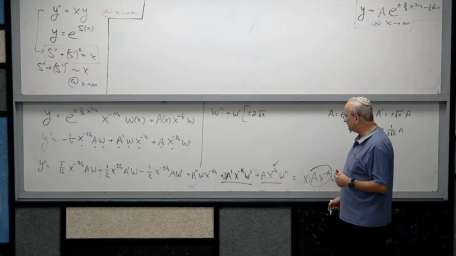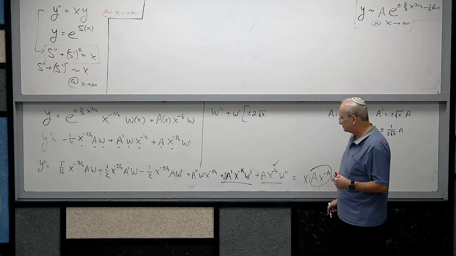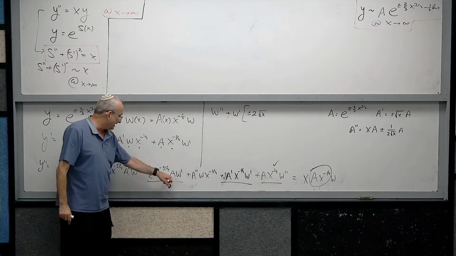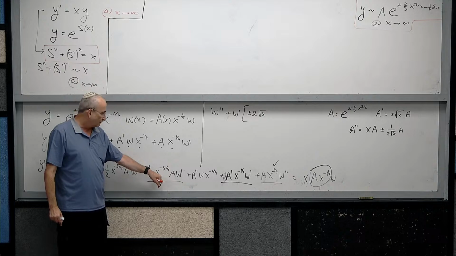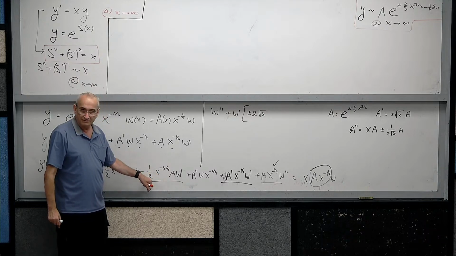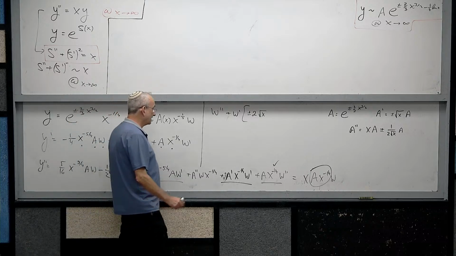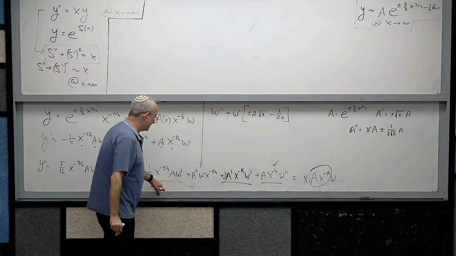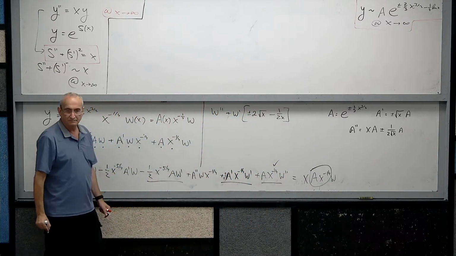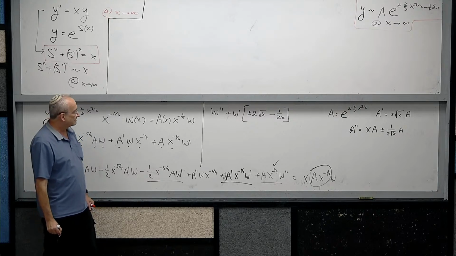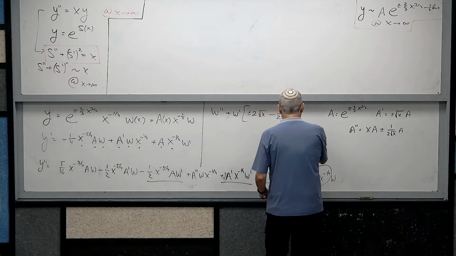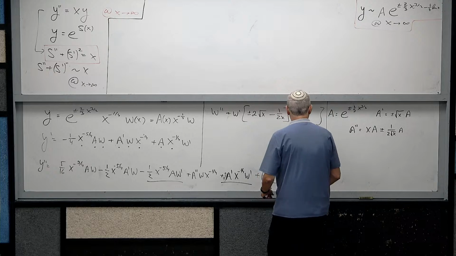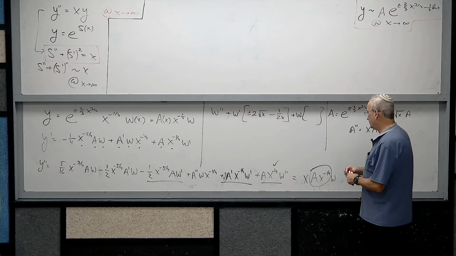Next, which other term contains w prime? This one, right? If I'm taking out a x to the minus 1/4, what remains is 1 over 2x, with the minus sign, so I have minus 1 over 2x. And I took care of this and that. What remains? Now I'm looking for terms that are of order w.